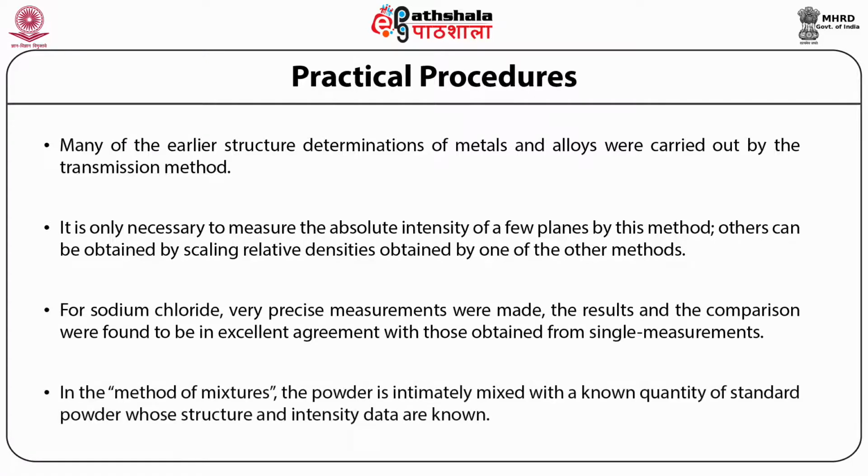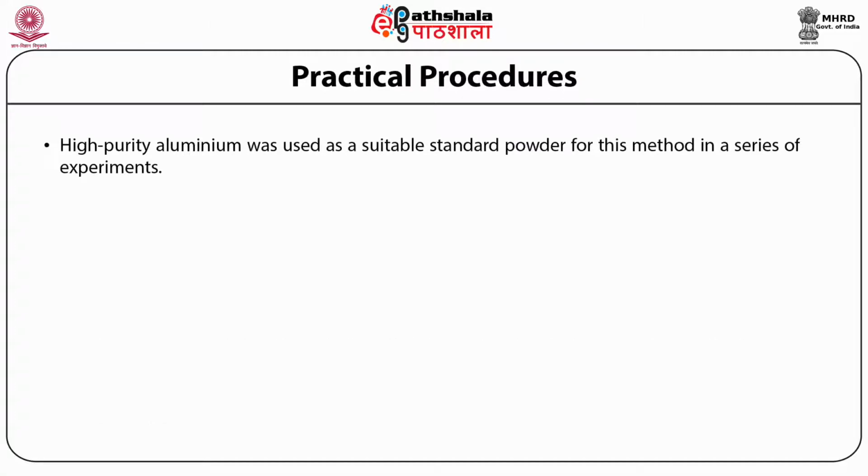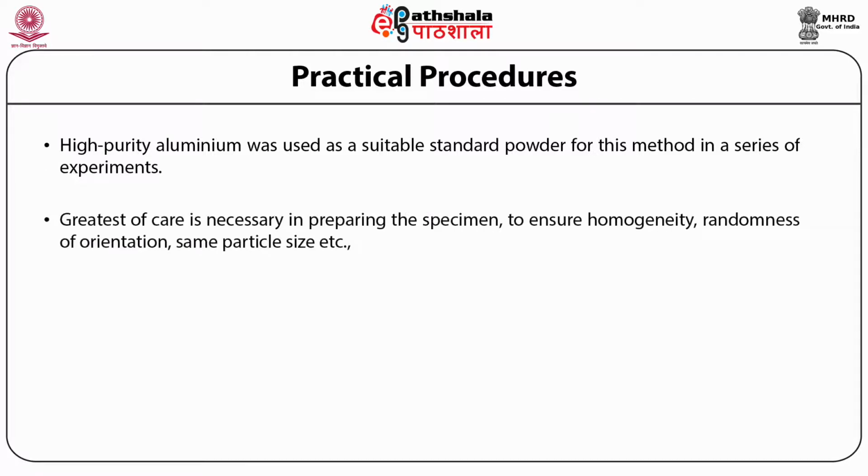In the method of mixtures, the powder is intimately mixed with a known quantity of standard powder whose structure and intensity data are already known. High purity aluminum was used as a suitable standard powder for this method in a series of experiments. Great care is necessary in preparing the specimen to ensure homogeneity, randomness of orientation, same particle size, etc.